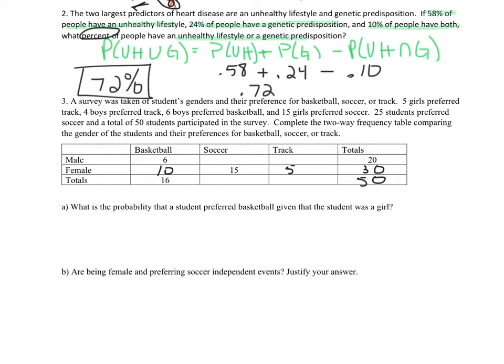Let's see. I think there's one other thing that I need to pull out from the question because I don't have anything I can subtract right now. But I do know that 4 boys preferred track. So I'm going to put 4 here. And that's the missing piece that we needed because that'll be 9 here now.